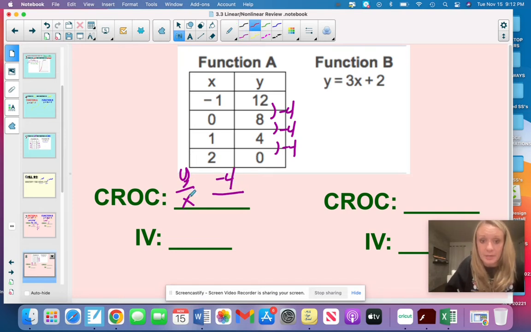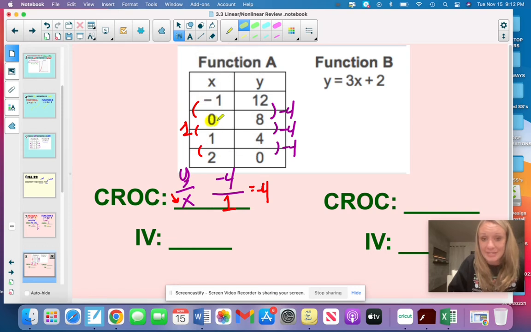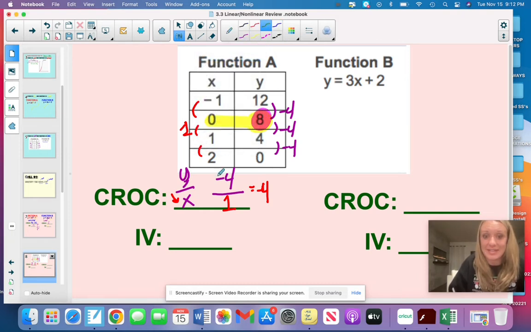So on top of our fraction, it's going to be a negative 4. For our denominator, we need to see, okay, well, what's going on with the x's? These are all going up by 1, which means that we'll have a 1 at the bottom here. Well, I know that negative 4 over 1 is the same as negative 4. So that means that the crack for the table is negative 4. For the IV, remember, here's your trick. You look at where x is 0 and you pick the number next to it. So it's this guy. It's 8 right here. So your IV for the table is going to be 8.